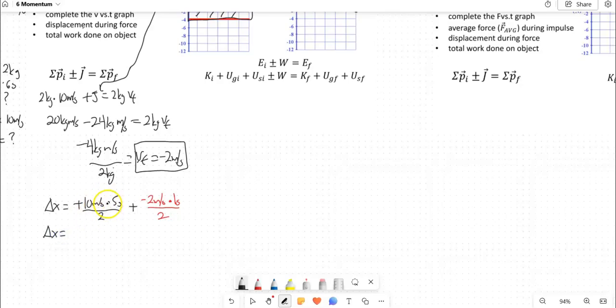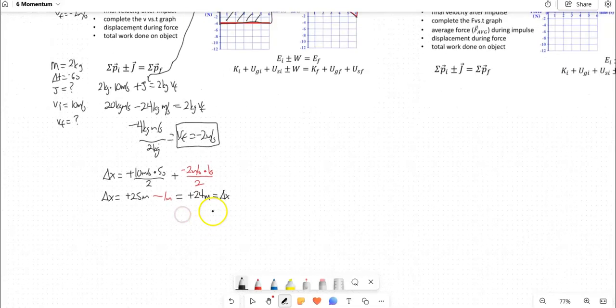Right here, this is going to be 50 divided by 2, so that's positive 25 meters per second times seconds, so that's just meters. And this is going to be -2 divided by 2, so that's going to be -1 meters. So overall, we're going to get our displacement as positive 24 meters. Okay.